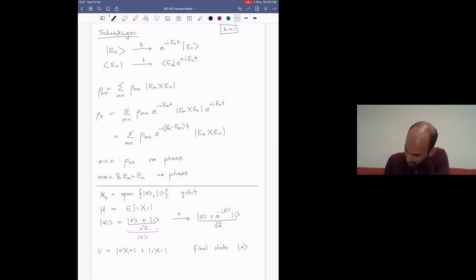The problem is that if I apply U on psi at a time t, this is not equal to the state 0. In fact, if I pick t to be, let's say, pi over E, then psi at t is (|0> plus e to the minus i pi |1>) over square root of 2, which is (|0> minus |1>) over square root of 2, which is, as you know, the state minus.